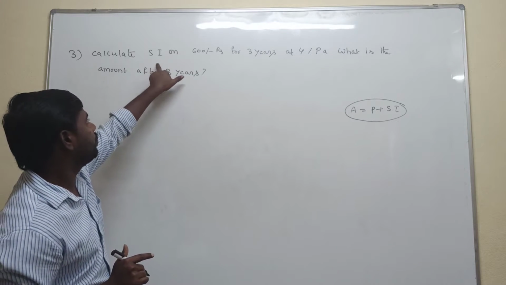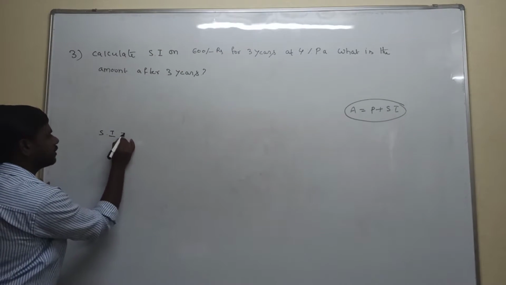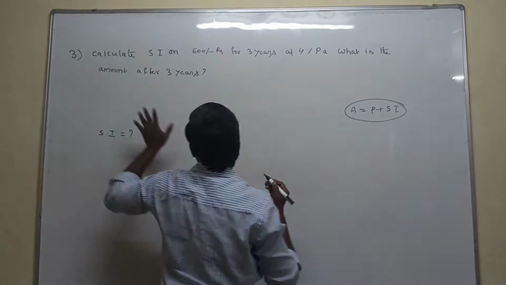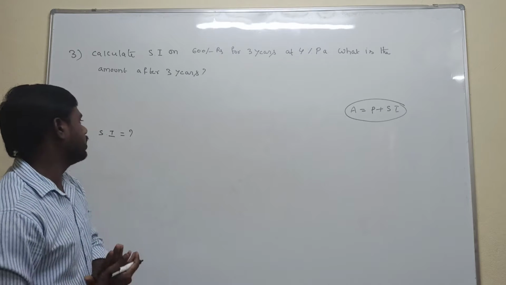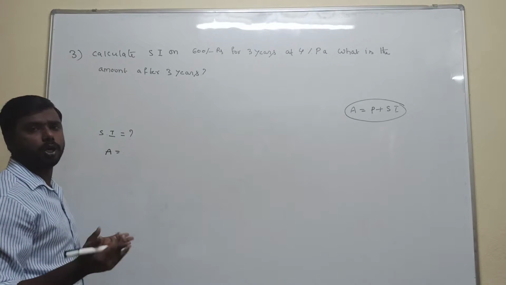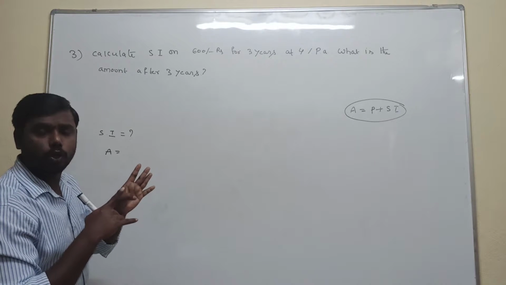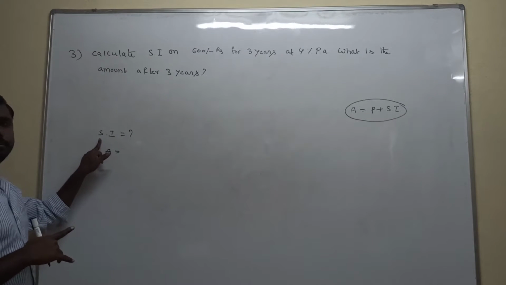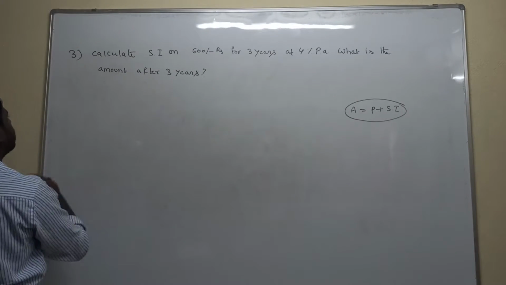Listen carefully. First we need to calculate simple interest. Next, what are they asking? What is the amount after 3 years? We need to calculate the total amount after 3 years. Total amount means including principal amount and simple interest. That's why we need to calculate simple interest, and then we need to calculate the total amount. So now we are going to the solution.